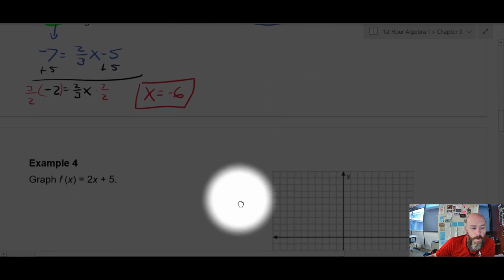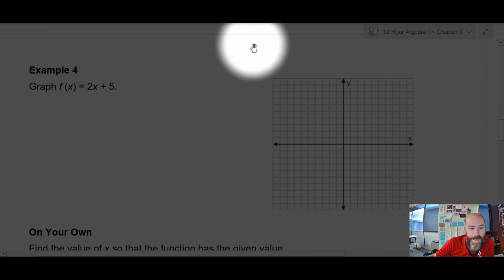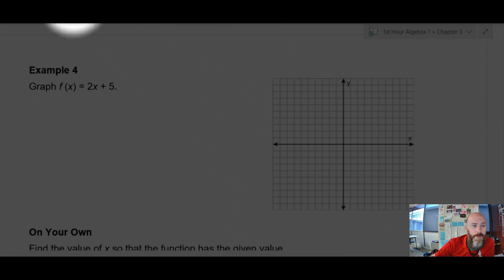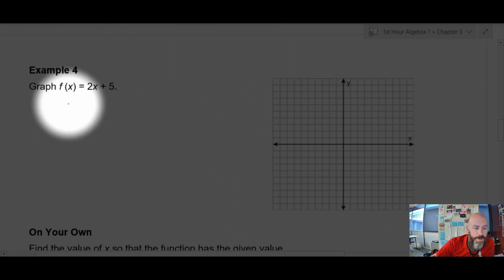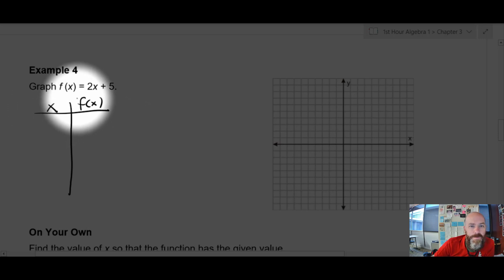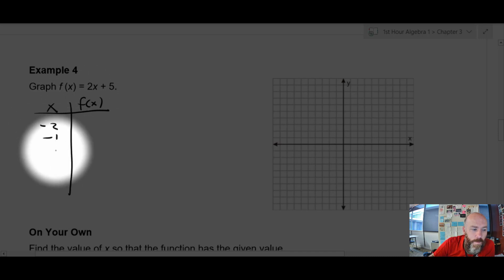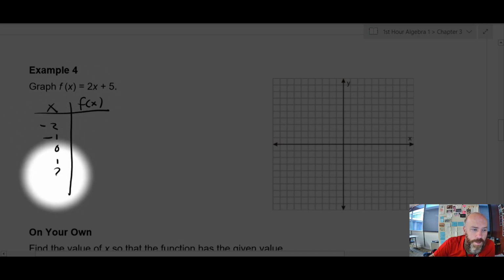All right, example number 4. Graph f of x equals 2x plus 5. This is where you have two options. I can make an input-output table. I can say x and then f of x. For us, I'm going to use the points -2, -1, 0, 1, and 2 right now. I would say we need at least 4 points, but 5 would be good.